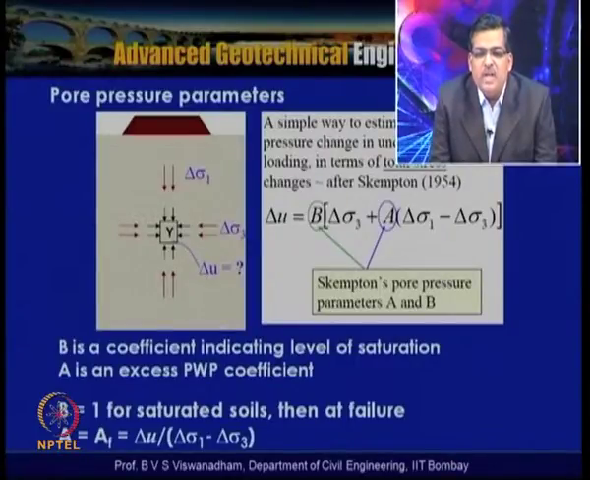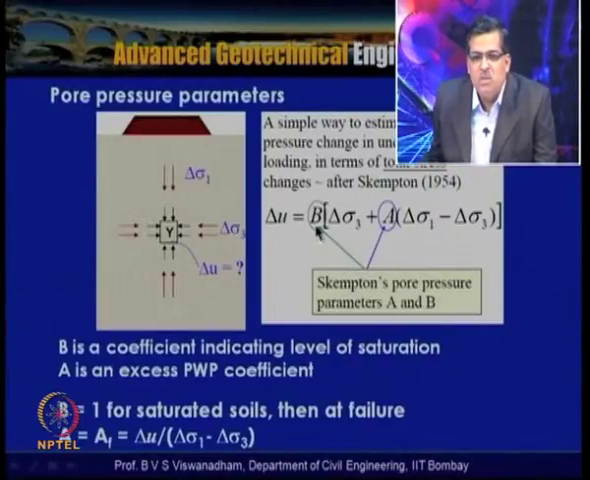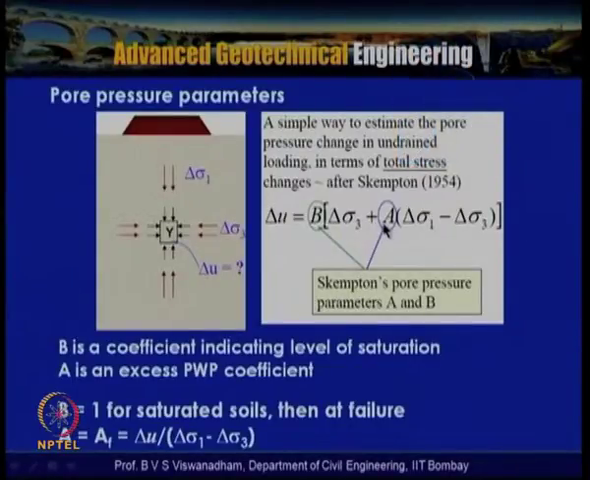So b is a coefficient indicating the level of saturation. If b is equal to 0, it is basically a dry soil, and b is equal to 1 indicates that the soil is completely saturated. And a is nothing but the excess pore water pressure coefficient. So b is equal to 1 for saturated soils, and then we can write A is equal to delta u by delta sigma 1 minus delta sigma 3. So at failure with b equal to 1, we can write A is equal to Af is equal to delta u by delta sigma 1 minus delta sigma 3.